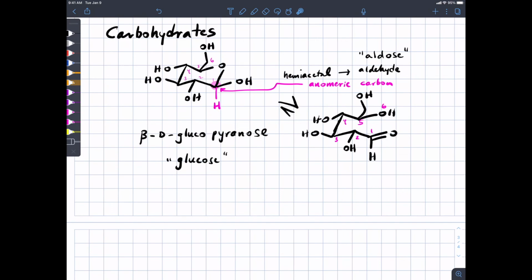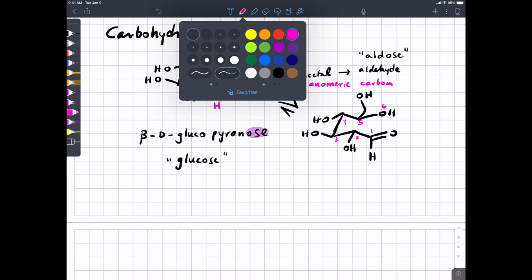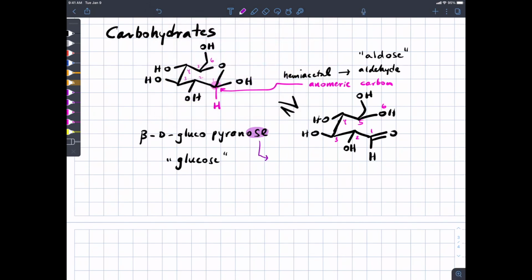Okay, so let's talk about each element of the name. The ose refers to the fact that this molecule is a carbohydrate. So if you see ose at the end of a name, it means it's a carbohydrate, which has the general formula CnH2nOn, or a hydrate of carbon. Fructose, sucrose, maltose, dextrose, all of these things are carbohydrates.